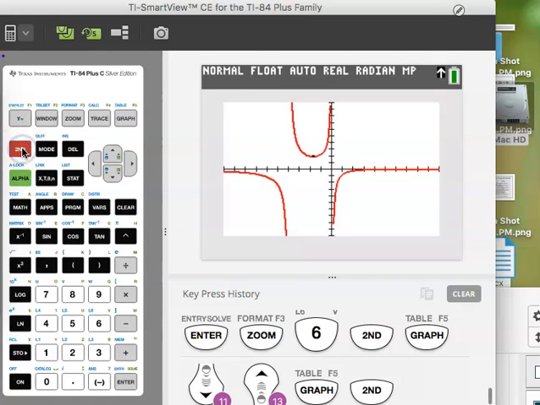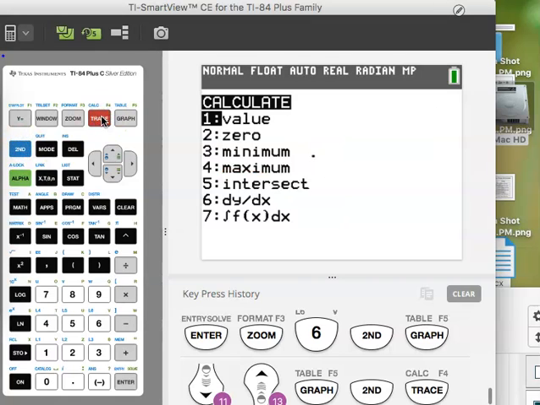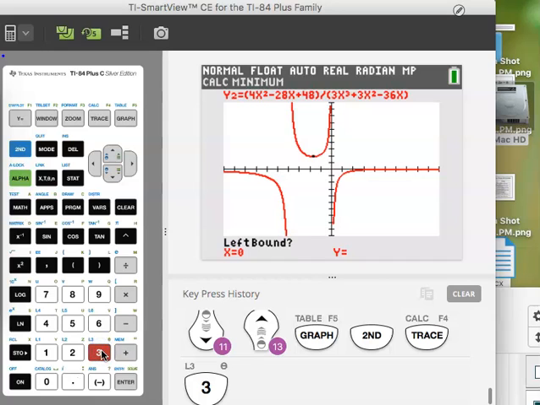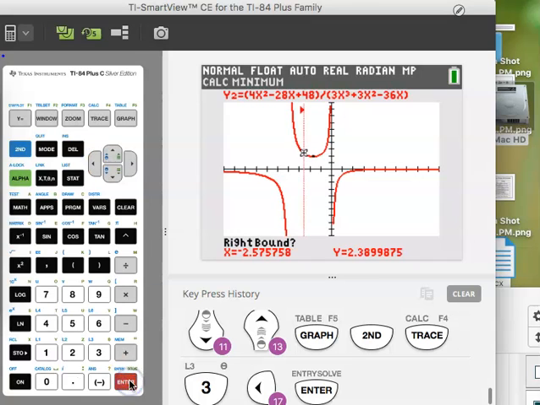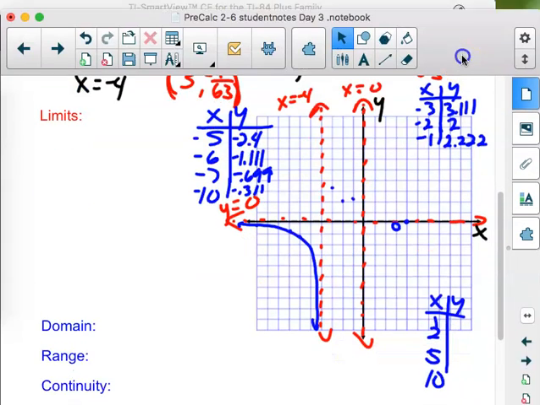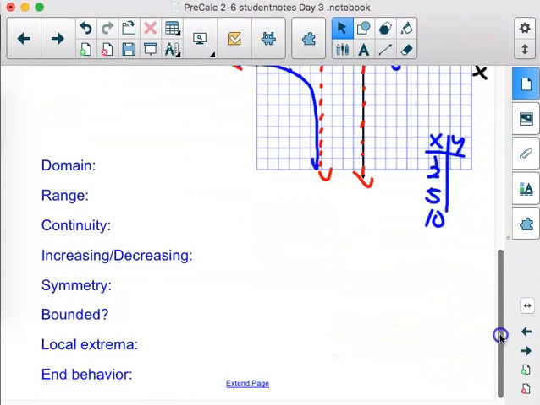So, second trace, we need Blinky to find that minimum for us. And where on earth is Blinky? So I have to hit my left arrow to get Blinky to even show up. And then I want to be on the left side of the valley and hit enter. And the right side of the valley and hit enter. And enter through guess. Well, there it is. And it's definitely not -2. So -1.657, 1.943. Let's go write that down, way down there in our analysis piece.